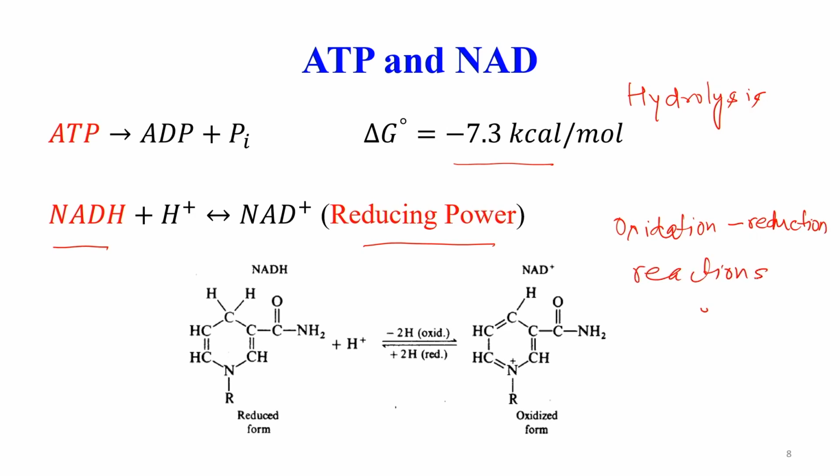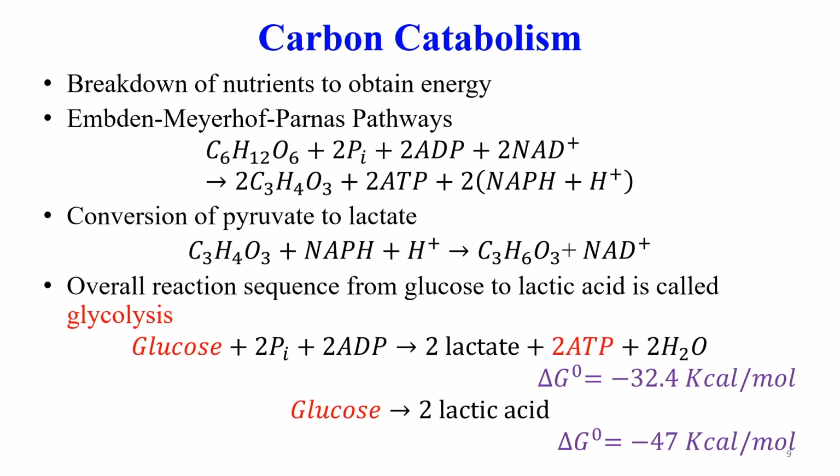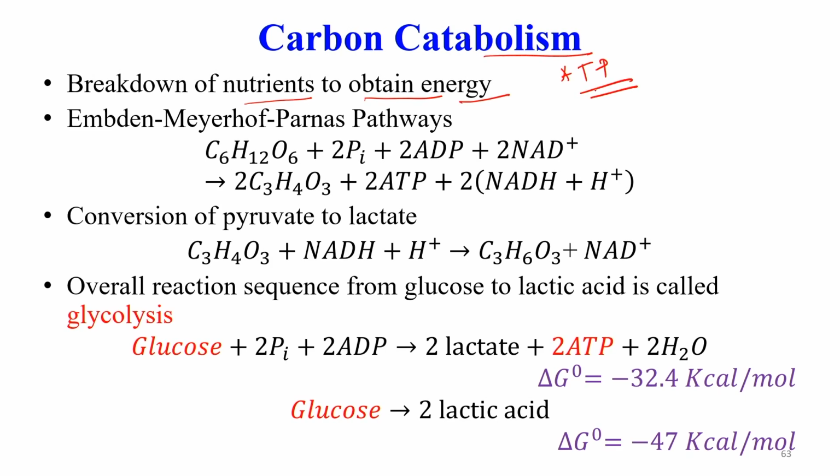Oxidation reduction reactions. To understand this energy concept in metabolism, I have taken one example of carbon catabolism. Catabolism means we are breaking down the nutrient to get energy. So, let us first see the simple EMP pathway.